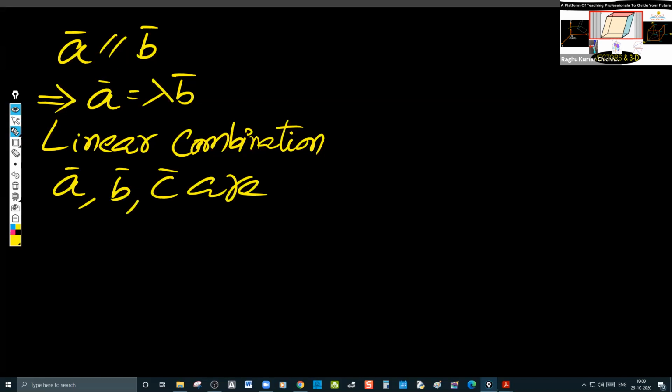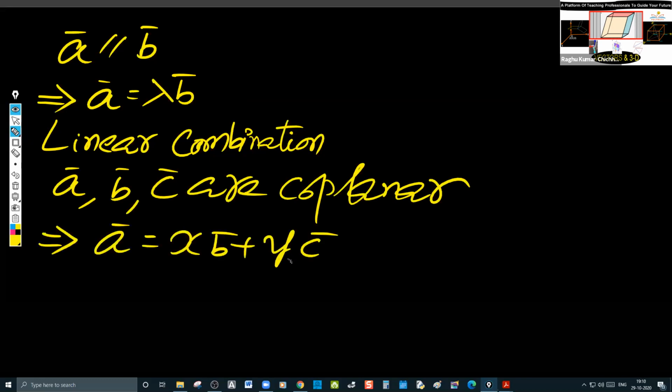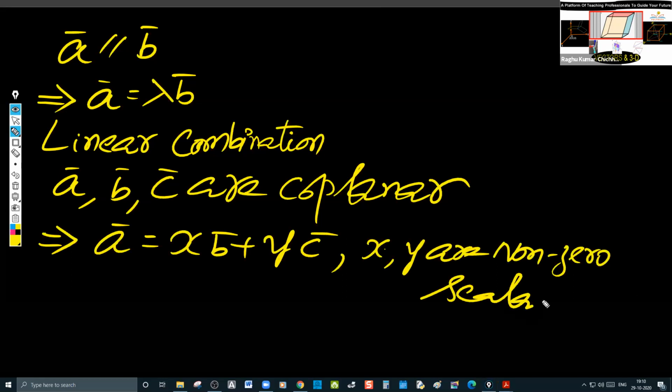I derived this also in the previous classes. If they are coplanar, there exists a linear relation between these vectors: a bar is equal to x b bar plus y c bar, where x and y are non-zero scalars. If such a linear relation exists, then only we can say that they are coplanar. If such a linear relation does not exist, we say that they are non-coplanar.